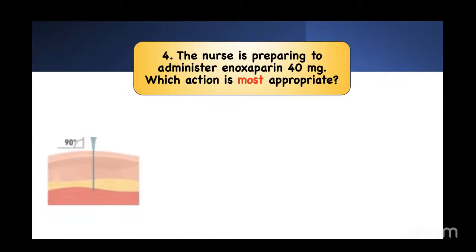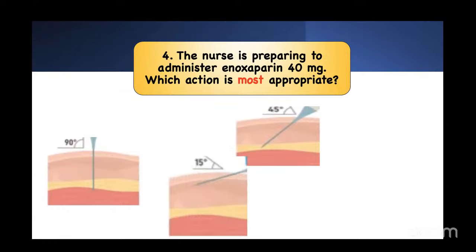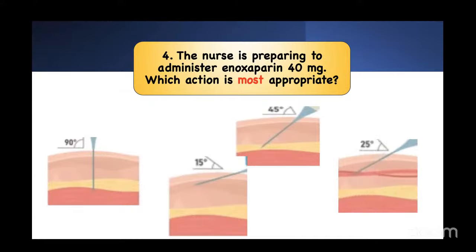Do you inject it at 90 degrees? Do you inject it at 45 degrees, as you can see? Or do you inject it at 12 degrees? Or 25 degrees? How do you inject enoxaparin? It's an anticoagulant. And where do we inject it? You have to take that into consideration, just using the imaging, right?